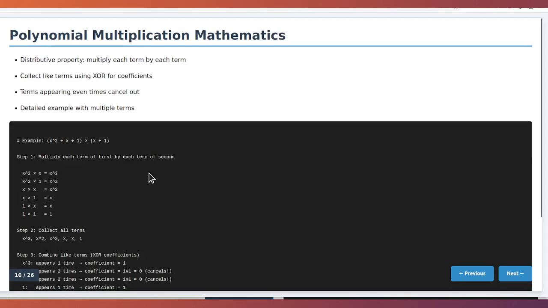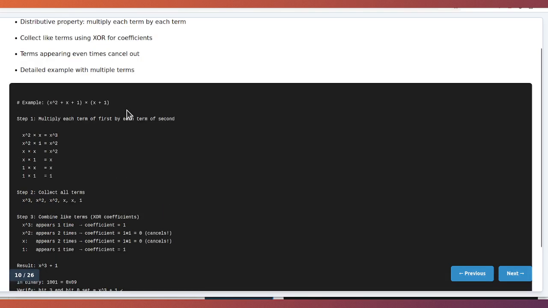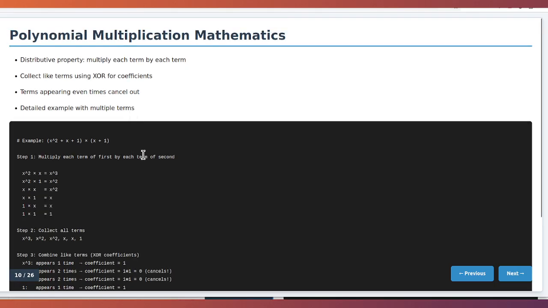Polynomial multiplication mathematics. Let's dive deeper into the mathematics of polynomial multiplication with detailed examples. Polynomial multiplication uses the distributive property. We multiply each term of the first polynomial by each term of the second polynomial, then add all the results. In regular algebra, if we multiply x plus 2 times x plus 3, we get x times x, which is x squared, x times 3, which is 3x, 2 times x, which is 2x, and 2 times 3, which is 6. Adding these gives x squared plus 5x plus 6.